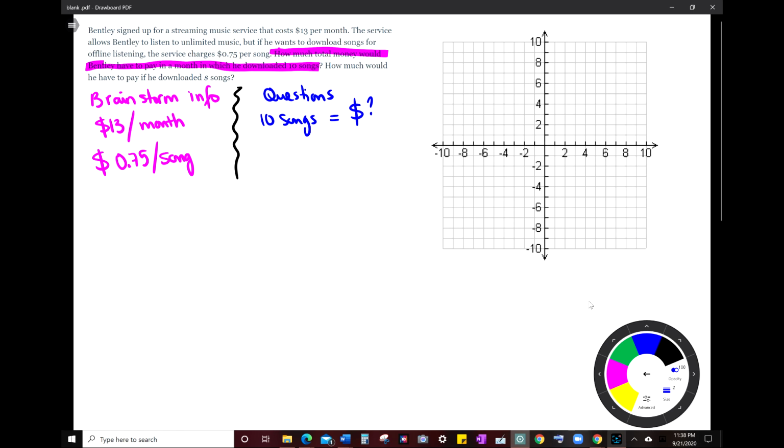Alright, so the first way, personally, I think this is the easiest way for me to approach the problem, is doing a table. So I start with a table first. So if I make a table, I will figure it out by doing columns. Then I will have the number of songs and the total I have to pay per month, or total in a month that I have to pay.